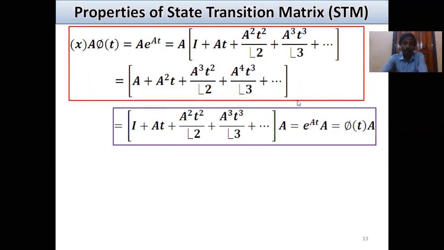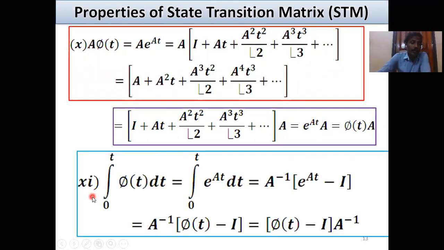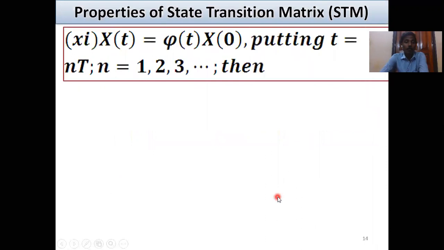So this is equivalent to what? This is equal to e to the power At into A, and this is also phi t into A. So integral from 0 to t, using the properties, 0 to t phi of t dt equals 0 to t e to the power At dt, A inverse (e to the power At minus I). Just simplify: A inverse (phi t minus I), or (phi t minus I) whole inverse, whole into A to the power minus 1. This is another property.